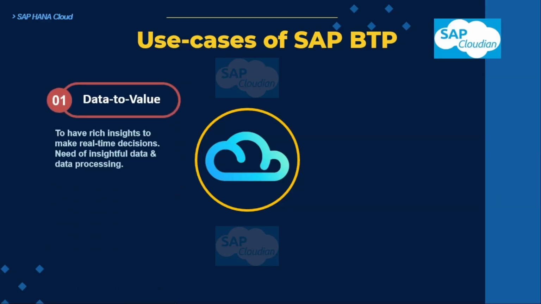First is data to value. Today it has become vital that organizations should have a collective view across all their data sources so as to have rich insights and to make real-time decisions. Because of increasing volumes of data, it's important to have good data quality and data handling. And hence, insightful data and the use of the latest technology for data processing has become key to a flexible and scalable business tomorrow. So the summary is, in order to get value from the data, organization must analyze and interpret it and not just collect it.